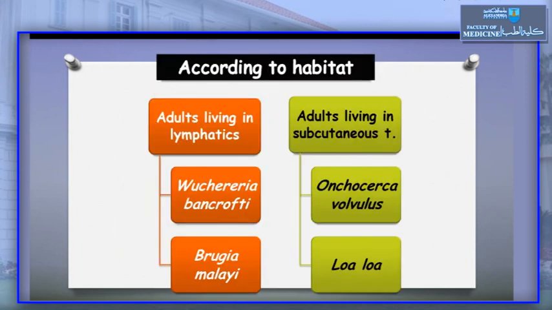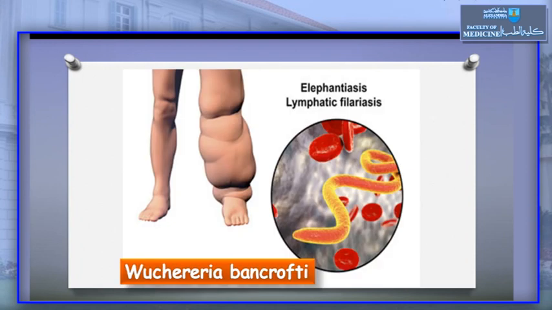According to the habitat, filarial nematodes can be divided into either adults living in lymphatics, as Wuchereria bancrofti and Brugia malayi that will be discussed today inshallah, or adults living in subcutaneous tissues as Onchocerca volvulus and Loa loa.